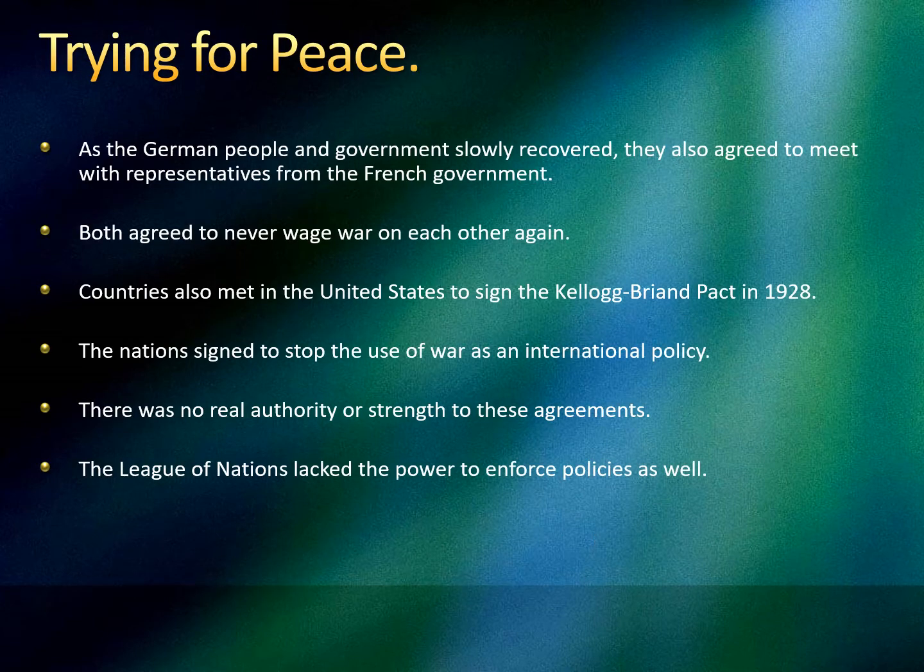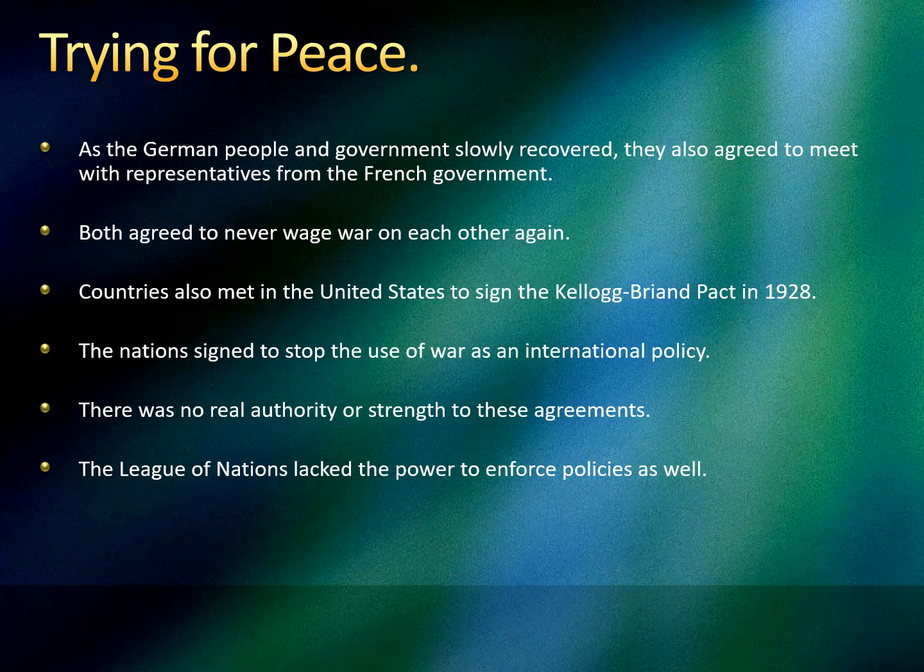As the German people and government slowly recovered, they also agreed to meet with representatives from the French government. Both France and Germany, along with some other countries who were there to witness this, agreed to never wage war on each other again. Well, we'll see how that plays out.